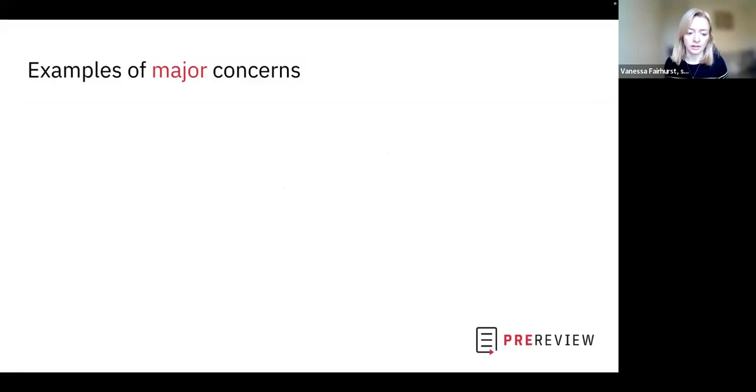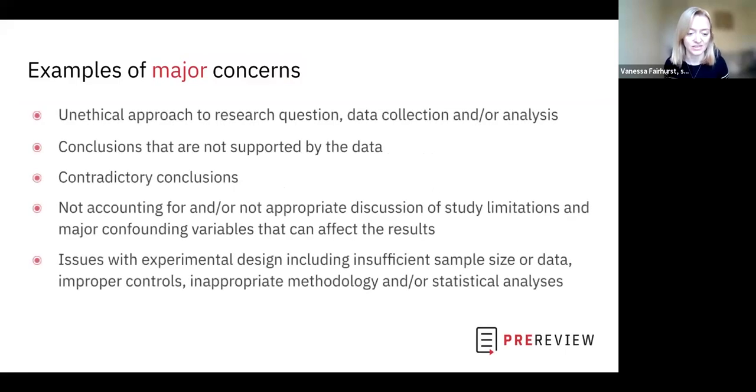So some examples of major concerns, and these are not all of them, obviously, these are just examples, might be things like unethical approach to the research question, conclusions that are not supported by the data, contradictory conclusions, not accounting for or appropriate discussion of study limitations or any confounding variables that can affect the results, or issues with experimental design, such as insufficient sample size or data, improper controls, inappropriate methodology, or statistical analyses.